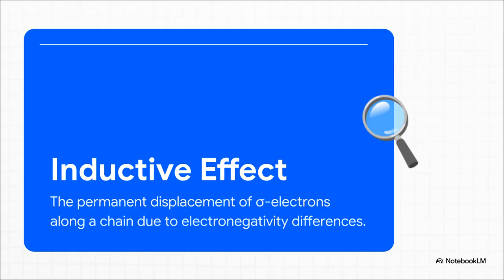Now here's the thing, electrons aren't always shared fairly between atoms. And that brings us to the inductive effect. You can picture it as a permanent game of tug-of-war. If you have an atom that's more electron greedy, what chemists call electronegative, it's always going to be pulling those shared bonding electrons a little closer to itself. This creates a permanent, slight imbalance of charge all the way down the chain.